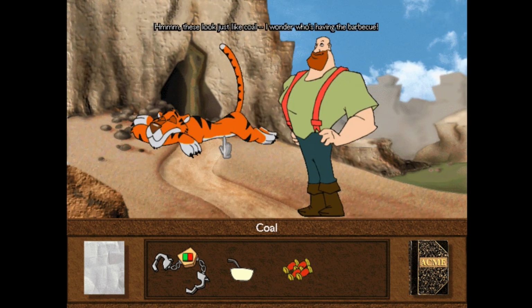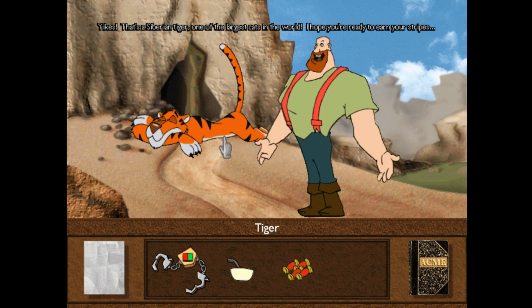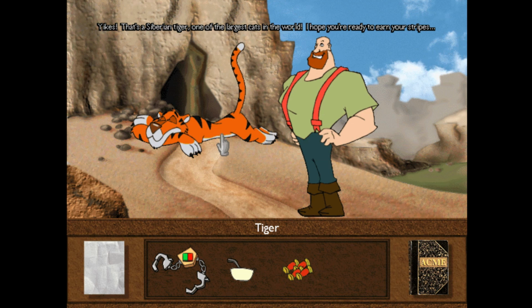These look just like coal. I wonder who's having the barbecue. Yikes! That's a Siberian tiger, one of the largest cats in the world. I hope you're ready to earn your stripes.